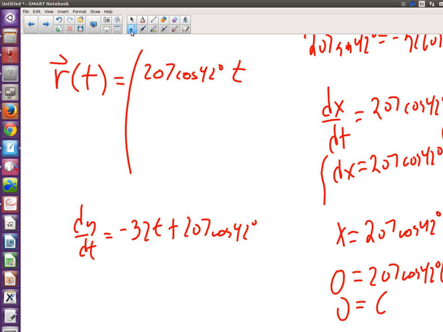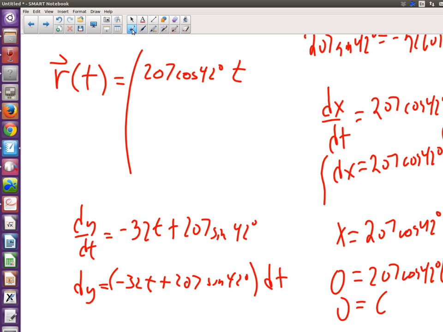I'm keeping this in exact form so I don't have any round-off error for later, when it asks you questions like what's the maximum height, what's the maximum range, and so forth. So dy is negative 32t plus 207 sine of 42 degrees dt. To integrate that, you get y equals negative 32t squared over 2, which is negative 16t squared, plus 207 sine 42 degrees t.